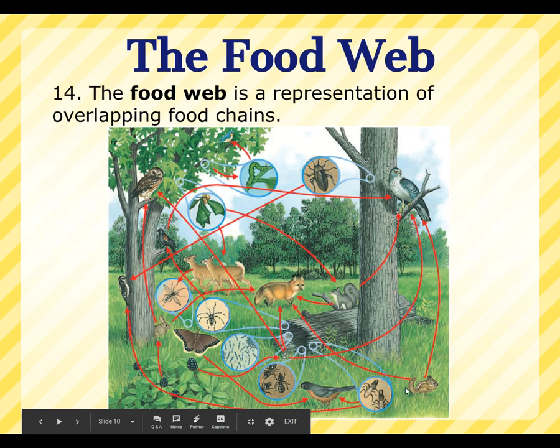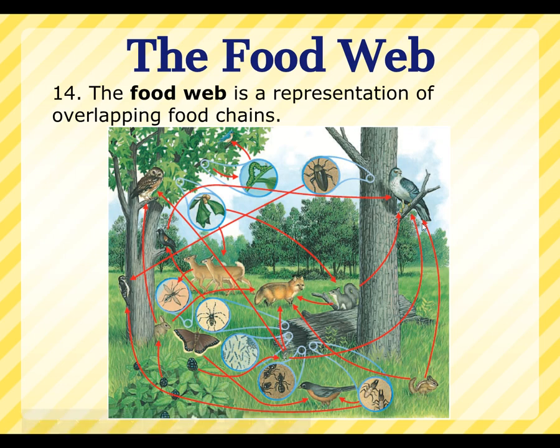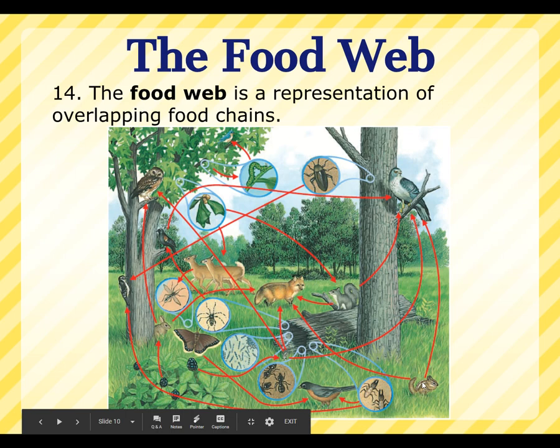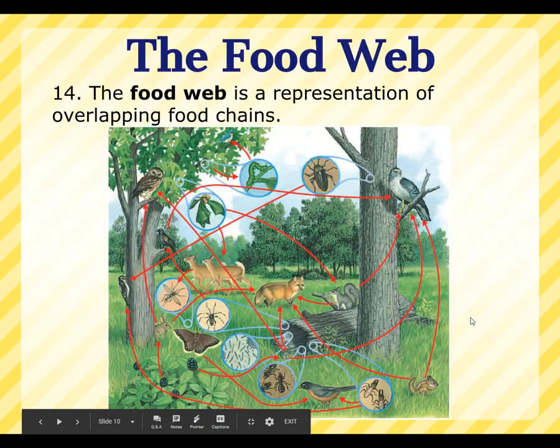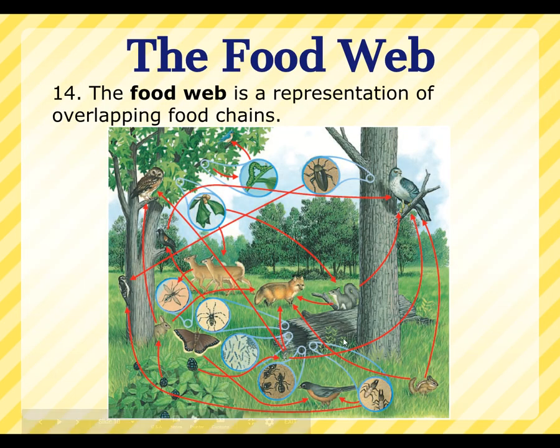But the problem with this is it doesn't show everything that could happen. This chipmunk doesn't only have to look out for a fox and a hawk. There are probably snakes that eat it. There's probably multiple birds of prey. There might be humans that eat it. There's a whole host of different things that could eat a chipmunk. A chipmunk doesn't just look after this bird of prey and this fox. So food webs can be very simplistic like this.